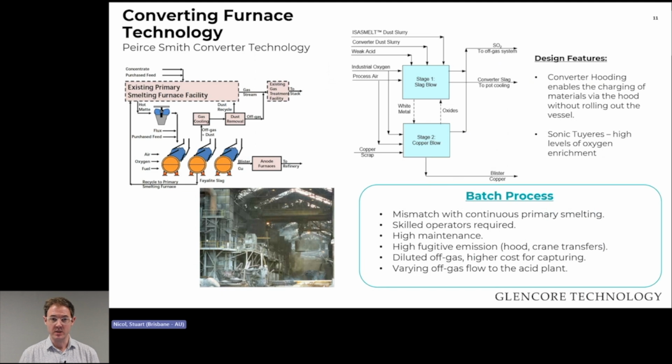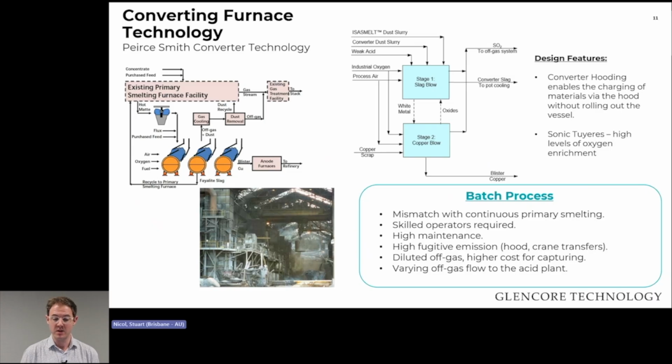Once you've chosen what to do with the slags, the decision point is the converting technologies. So there's the Pierce-Smith converter, which is used a lot in copper smelters and has been used for a long time. This is a batch smelting furnace where you charge the matte, you do 2 stages of blowing, a slag blow and then a copper blow, and then you produce slags which have higher levels of copper than your primary furnace.